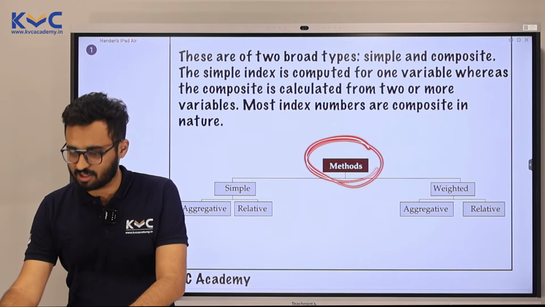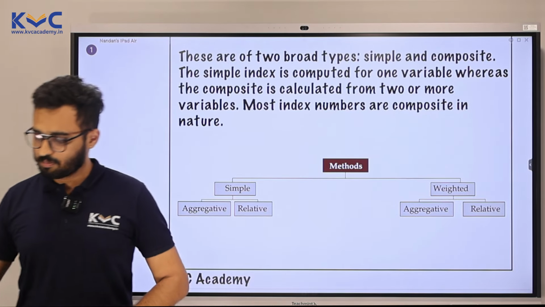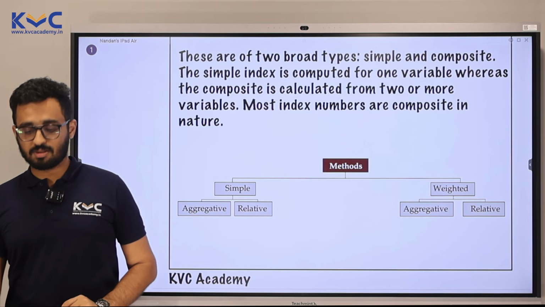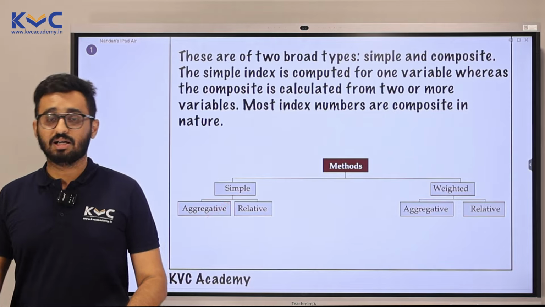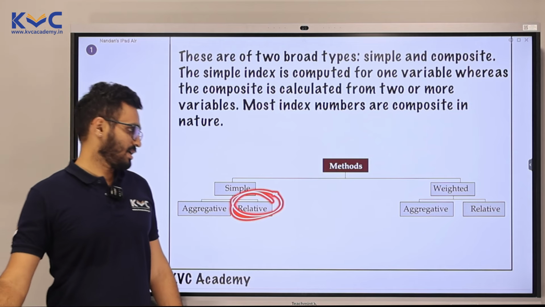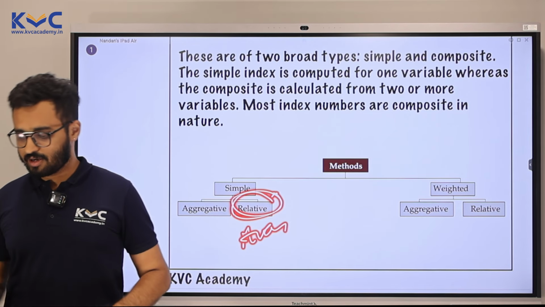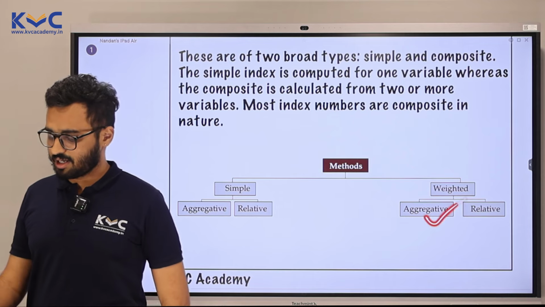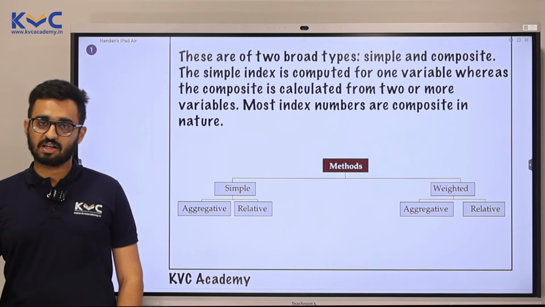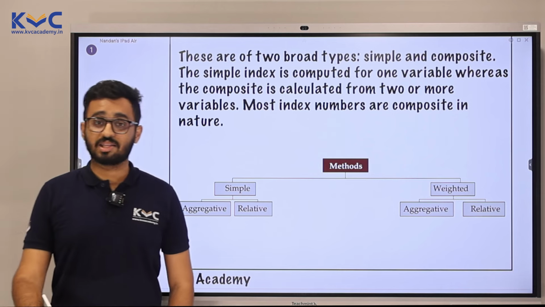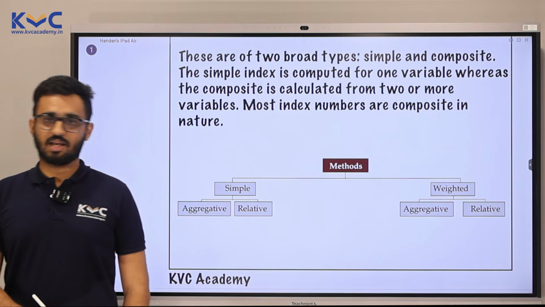So there are two methods of calculating index numbers: simple index numbers and weighted index numbers. In simple, we have the simple aggregative index number and the simple average of relatives. The word used here is relative, but it is actually the average of relatives. When it comes to weighted index numbers, we also have weighted aggregative and weighted average of relatives. Is that clear? So those are the types of index numbers.